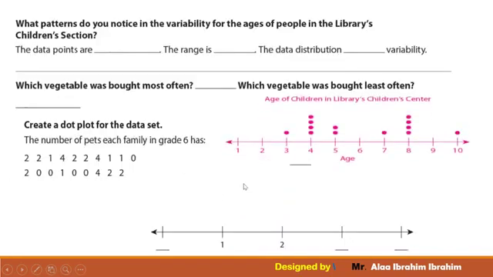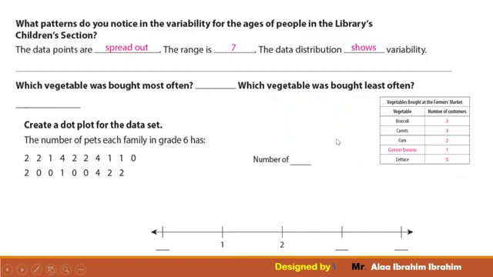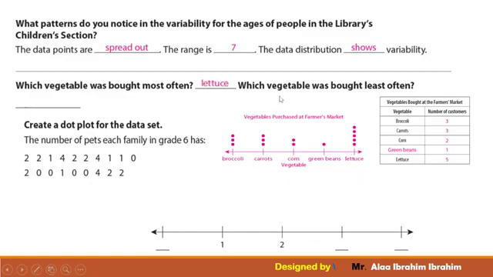Now I take the number line and dot plots to answer this. The data points are spread out. And the range: I take the biggest number minus the smallest number. 10 minus 3 is 7. The distribution shows variability because there are different answers here. Which vegetable? I have to take the other table, or you can use the other dot plots to answer this. Which vegetable was bought most, meaning the biggest number, is lettuce, and which vegetable was bought least, meaning the smallest number, is green beans.